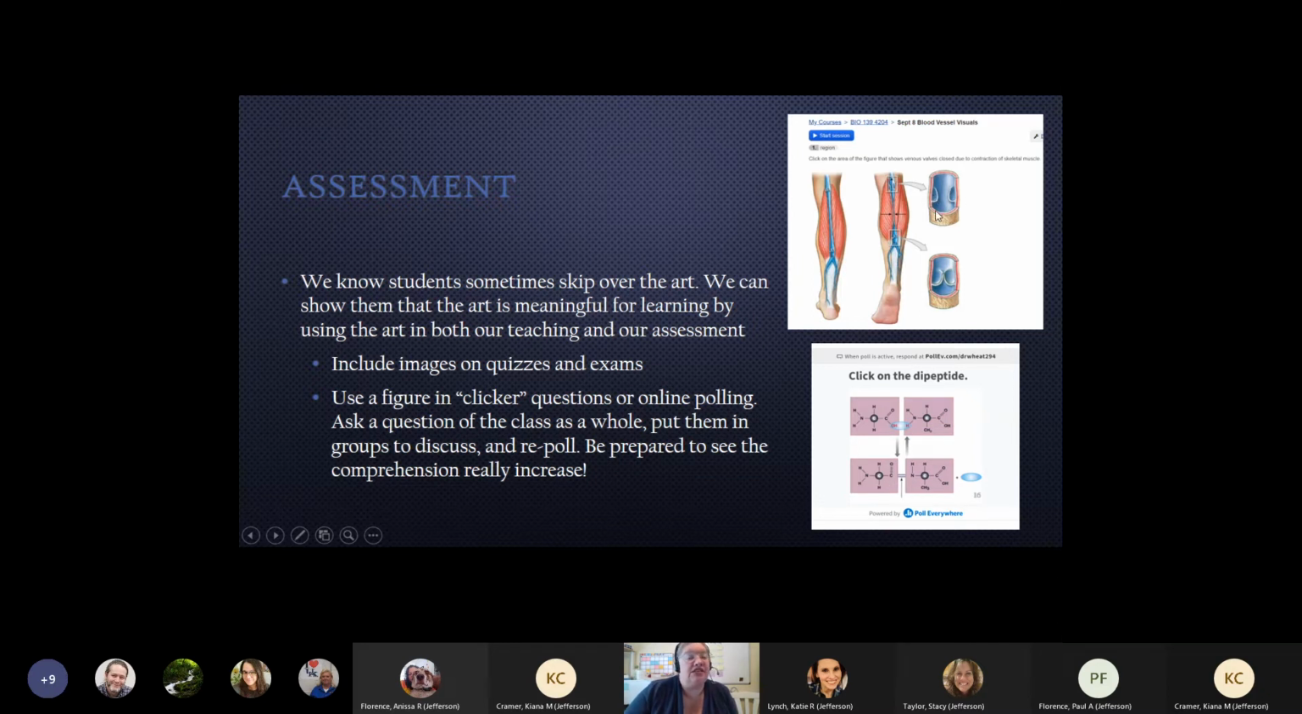Learning Catalytics also allows you to upload a picture and have students click on a region of the picture. So this is: click on the area of the figure that shows venous valves closed due to contraction of skeletal muscle. Here's the vein, here's the muscle relaxed, and here's the muscle contracted. They give a box and an arrow to show this more magnified. This is how my book shows magnification. This one's still open, but this one is closed.